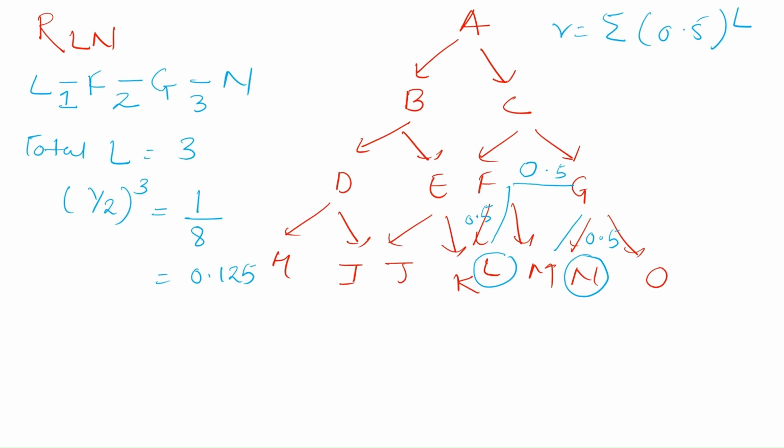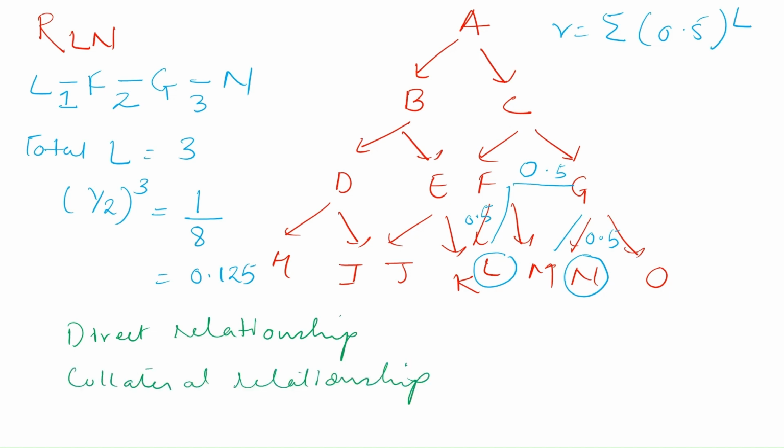Now here, if you see, the relationships are of two types, direct relationship and collateral relationship. A direct relationship is where one individual is a descendant of another individual. That is, if we see this line, A to B, B to D, D to H, this is a direct relationship. Collateral is the relation between L and N, because here we have to trace back first. L to F, we are going back, then F to G, then we are again coming down G to N. Such a relationship is known as a collateral relationship.